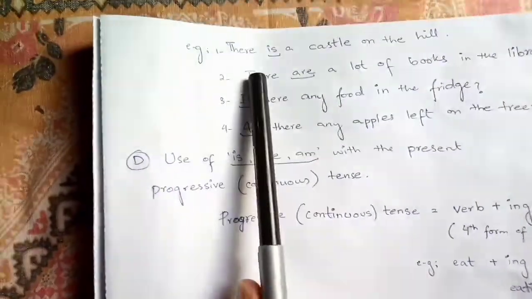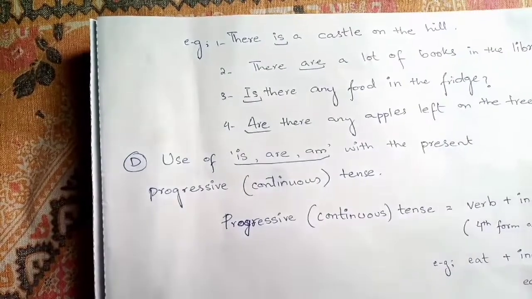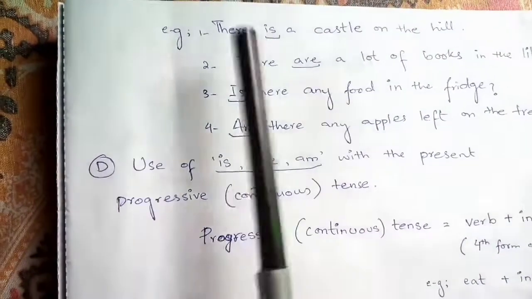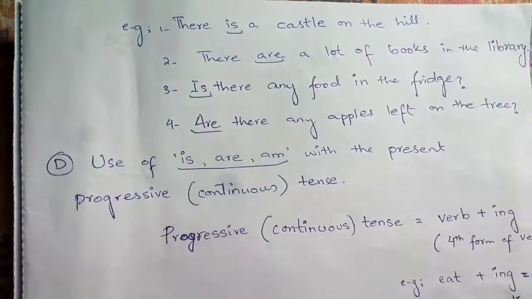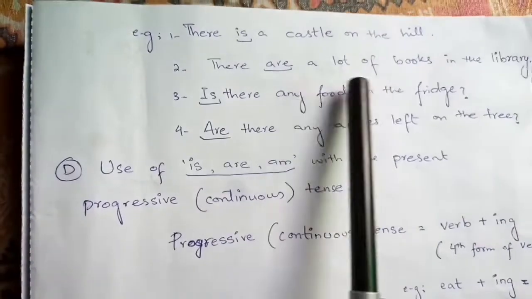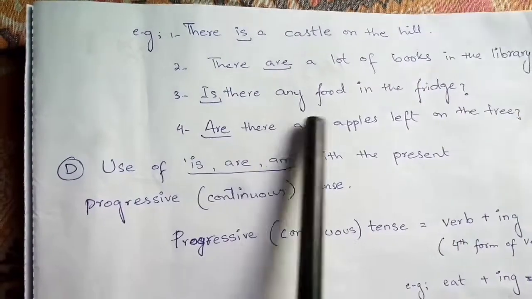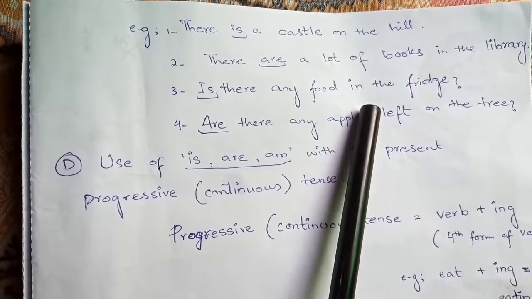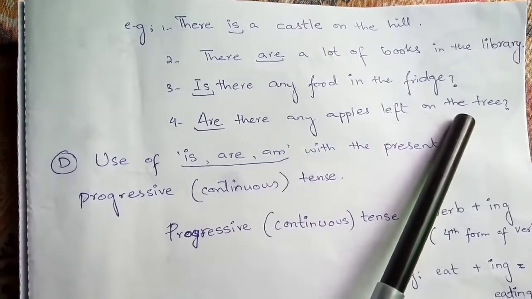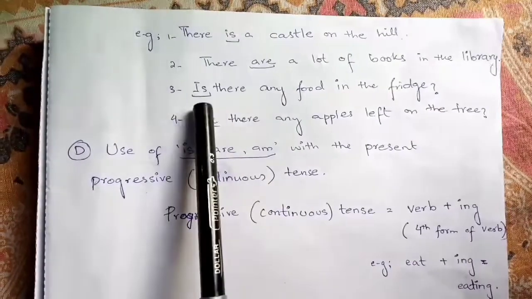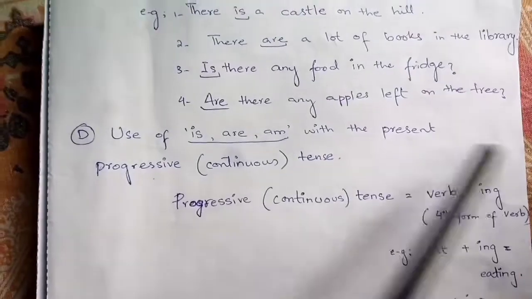For instance, there is a castle on the hill. So over here I'm using the word there with the word is. There are a lot of books in the library. Is there any food in the fridge? Are there any apples left on the tree? So the word there is used with the words is and are.